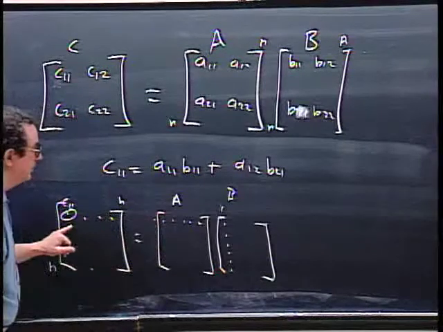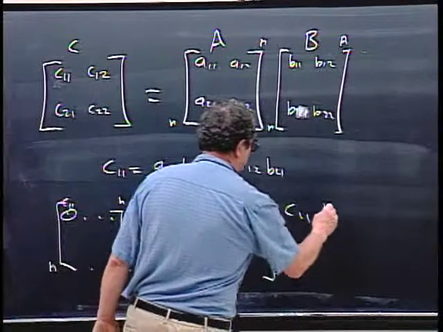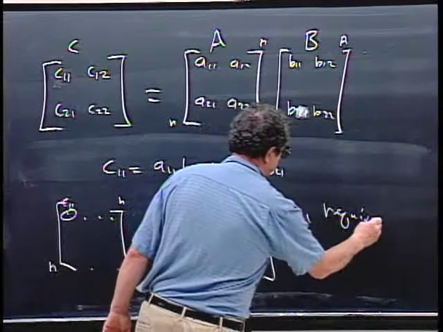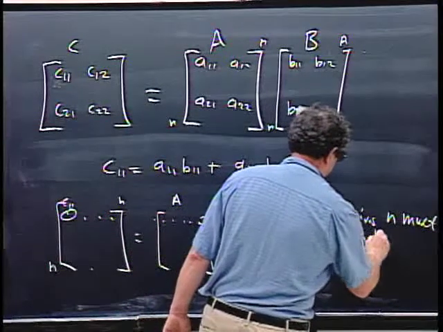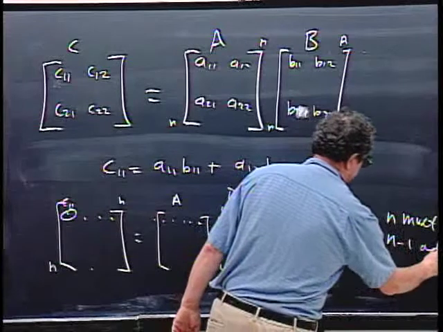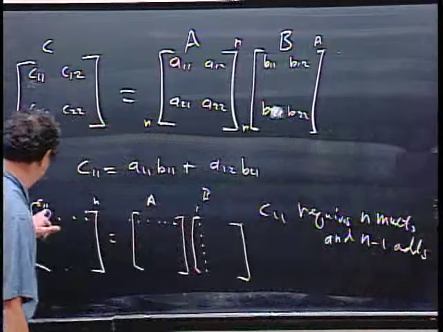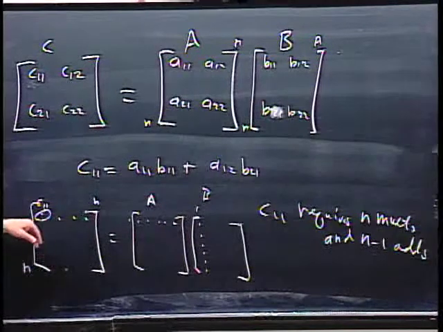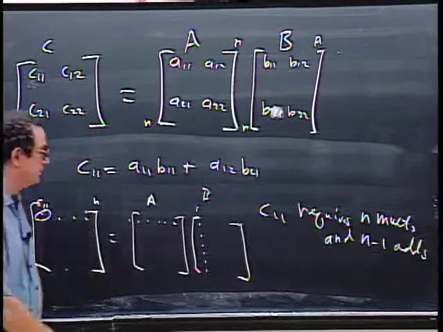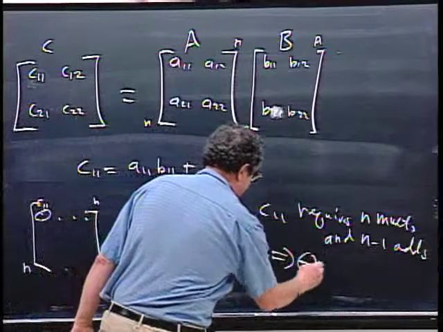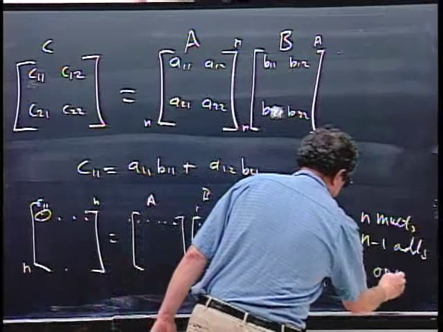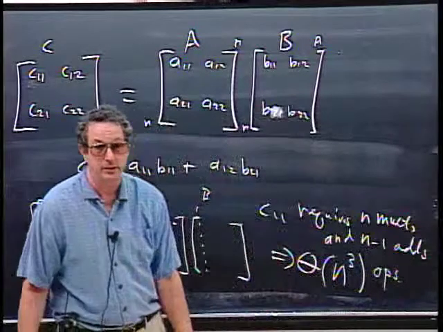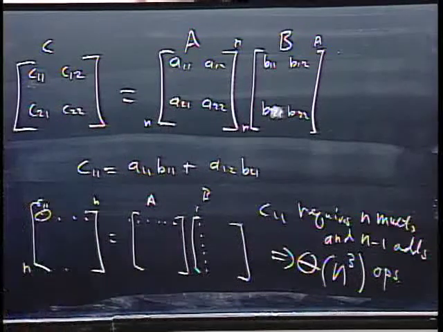So for an individual entry, C11 requires n multiplications and n minus 1 additions. Okay? And that's for a single entry. And in an n by n matrix, we have n squared entries. And so this implies that we actually do n cubed operations, n cubed multiplications and roughly n cubed additions. Okay, so how are we doing on the board there?